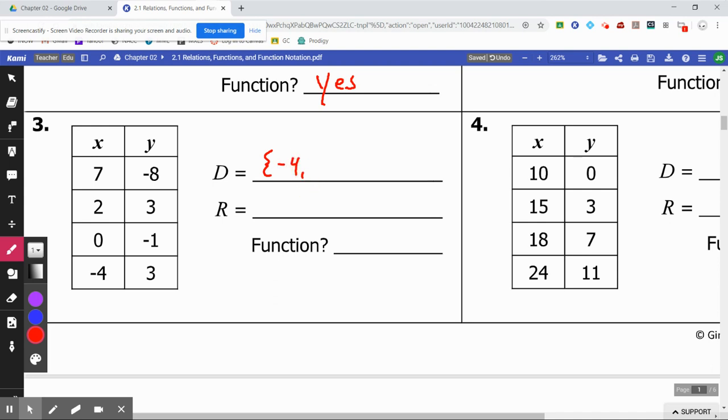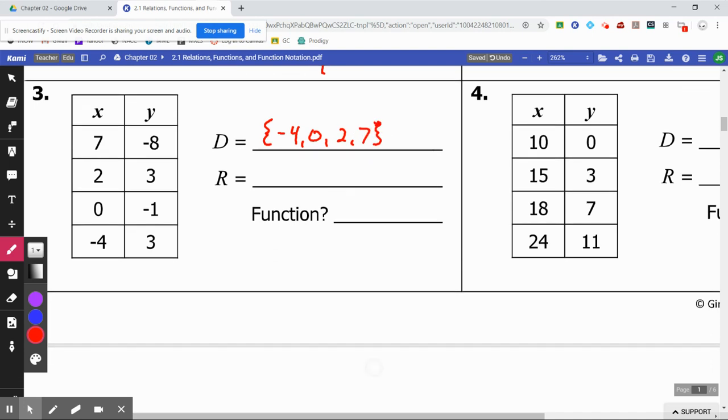Your X's would be -4, 0, 2, and 7 put in order. You don't have to put them in order, I just like to. Your Y values here would be -8, -1, and 3. Now, is this a function? Are there any X values that repeat? There's no X values that repeat, so this would, yes, be a function.